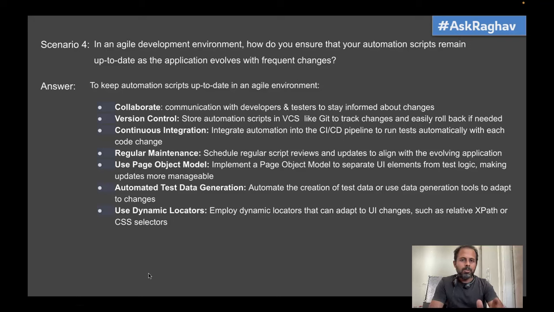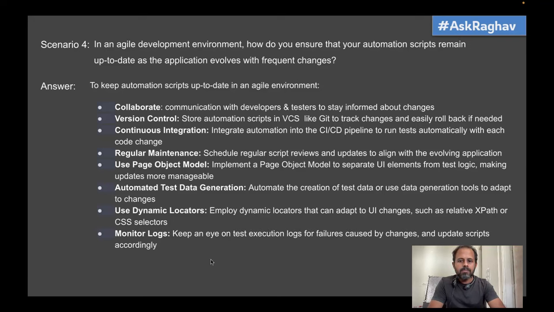If you are not using dynamic locators, then they can break and then you will have to do all the manual efforts to add all the new locators. So always use object locators which are dynamic and which should not break on every single or small change in the application. So basically, your locator should be able to adapt to the UI changes of your application. Then we have to monitor the logs. You can keep an eye on the test execution logs for failures and what the changes are, and then you can accordingly manage your automation scripts.